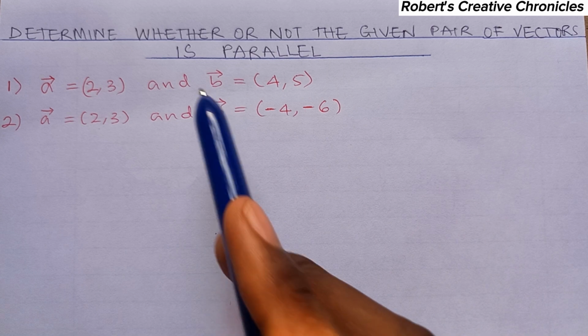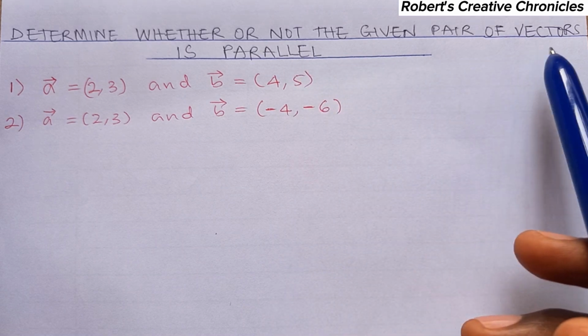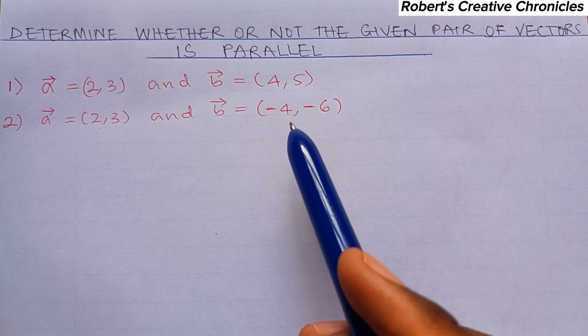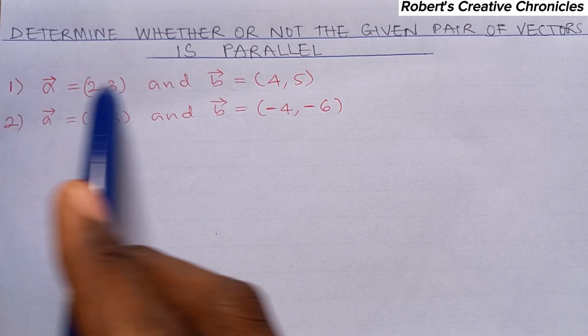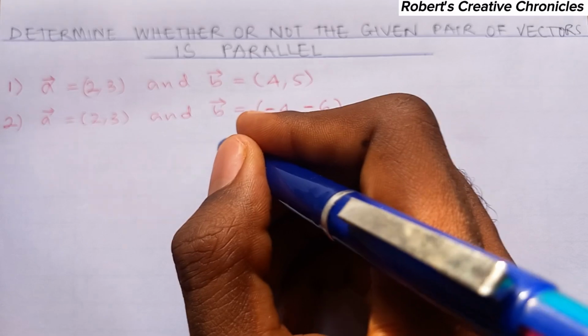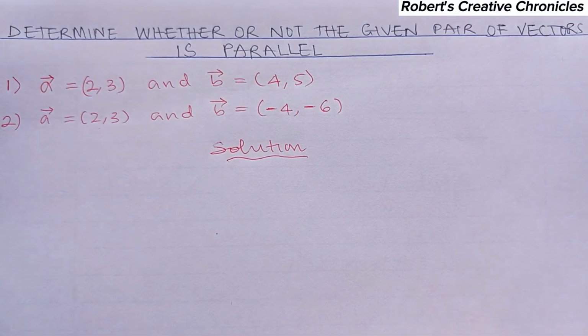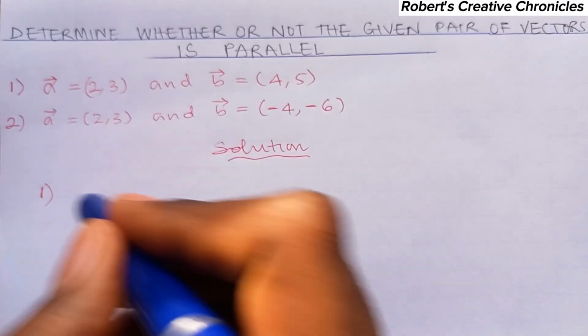So today we'll be solving this question, which states: determine whether or not the given pair of vectors is parallel. Now here we have the first pair and the second pair. So, solution. Now we'll start with the first one.